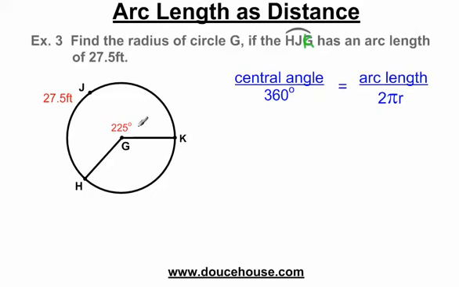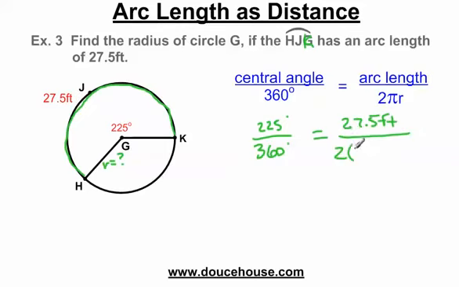So anyways, find the radius of circle G if the arc of HJK has an arc length of 27.5 feet. So anyways, what we have here, we're trying to find the radius. So let's say we don't know what the radius is. Well, we do know the central angle, so that's 225 degrees over 360 degrees equals arc length. We know this, that's the length from H to J to K. They told us is 27.5 feet. And then we know what 2 is, we know what pi is, but we don't know the radius.